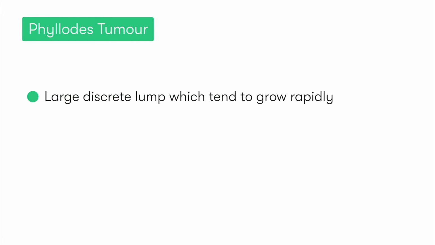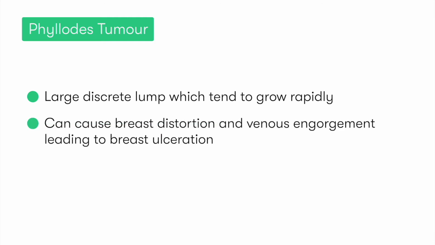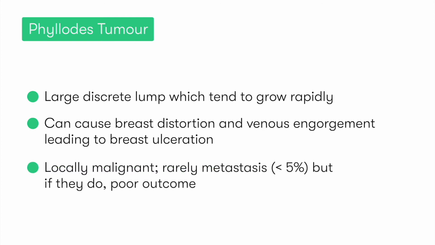Phylloides tumours tend to grow very rapidly and present as a relatively large, discrete lump, which in some instances may distort the breast, causing venous engorgement or even breast ulceration. Whilst the majority of phylloides tumours are benign, they may be locally malignant, but thankfully only rarely will they result in metastasis, with this occurring in less than 5% of cases.